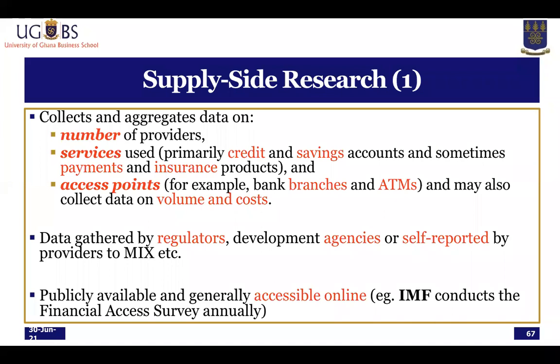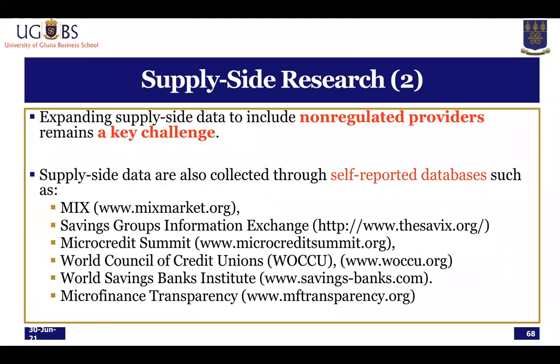Now, the data is also gathered by regulators, development agents, or self-reported by the providers to the relevant databases so that these can be kept to periodically measure the level of inclusion within a particular economy or space. Now, publicly and generally accessible online, the IMF conducts financial access surveys annually, and this is made available online and can be used to understand the nitty-gritties of financial inclusion. Now, when you expand the supply side data to include non-regulated providers, then a challenge emerges. Of course, we typically don't have all the data. So supply side data can be collected through self-reported databases.